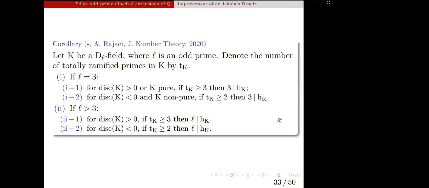As a corollary of the previous theorem and previous proof, we can use again the Herbrand quotient, computing cohomology groups, and so on to find an upper bound on the number of totally ramified primes in K for a DL field K to make the class number of K divisible by L. And as you see in this corollary, for instance for case 2.1 in part 2, if L is greater than 3, and whenever K has positive discriminant, and if there are at least 3 totally ramified primes in K, then the class number of K is divisible by L. And these upper bounds don't depend on L. On the L, by L, I mean the extension degree of K over Q.